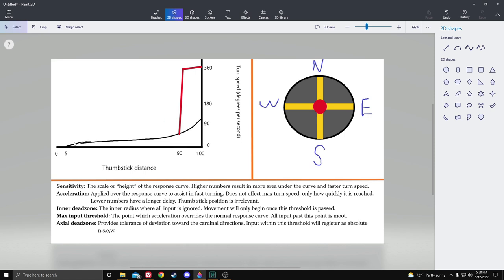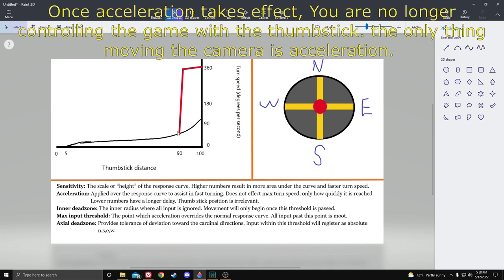A lot of FPS players understand that if you lower your acceleration value, because acceleration is delayed and taking longer to take effect, this gives the illusion of a more smooth and consistent turn speed because acceleration doesn't immediately kick in. What this is actually doing, what's really happening here, is that acceleration is just taking longer to take effect. They're not actually controlling the game with the thumbstick. This deludes players into thinking they have more smooth and consistent control over their aiming, when in reality, acceleration is just taking effect much slower.